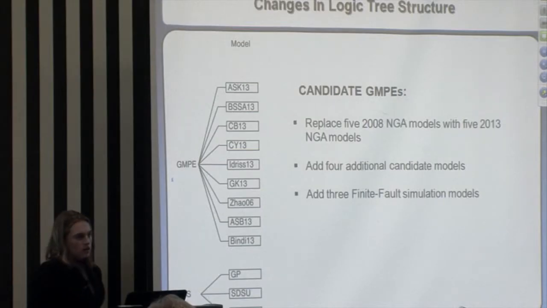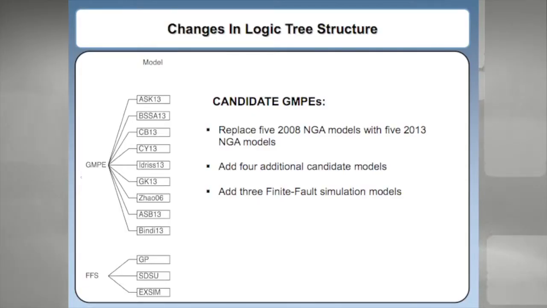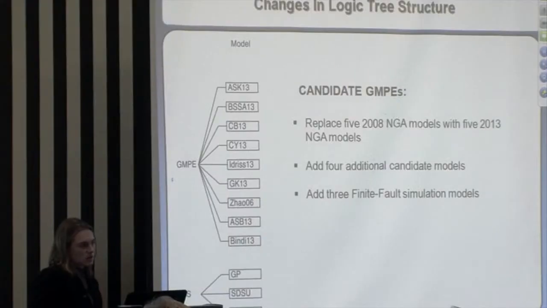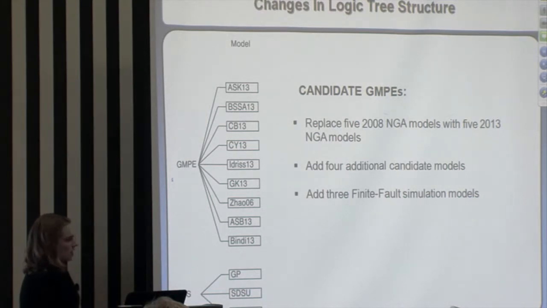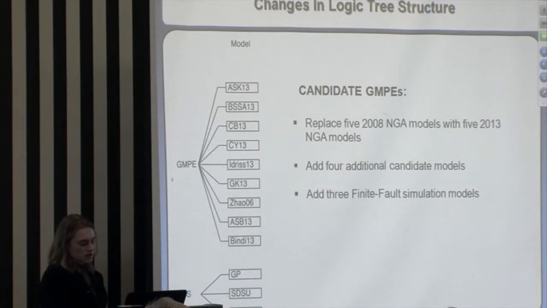Okay, so specific changes for the candidate GMPEs. We have replaced the 5 2008 NGA models with the updated 2013 NGA models. And 4 additional candidate models were added, which Nick has already discussed. And down here at the bottom, you'll see another little branch here, and that represents the finite fault simulations.